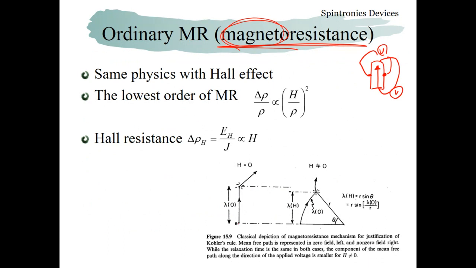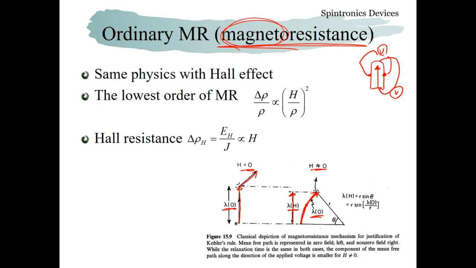Okay, so let's think about this case. If we have an electron here, there is some scattering. This is called the mean free path of the electron when the H field is 0. What happens in a non-zero H field? The trajectory of the electron itself is bent, and this length must be the same as the mean free path with zero field. But this direction, which is longitudinal to the current direction, is getting shorter.